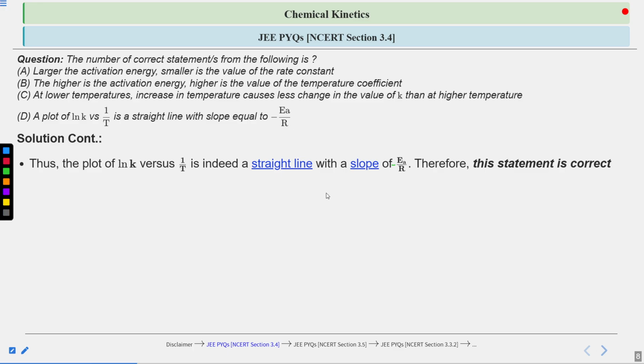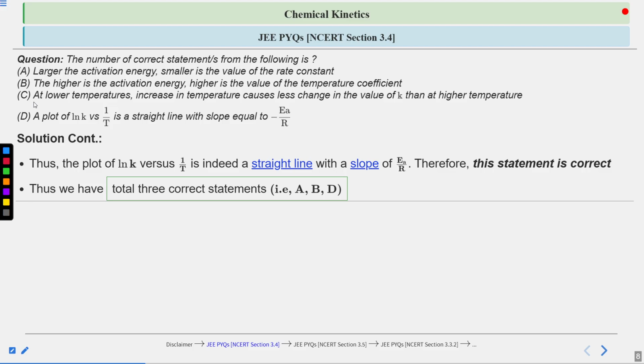Okay, so if you count, we have only the C statement, which is the incorrect one. Other than that, A, B, and D are the correct statements. Thus, we have a total of 3 correct statements, that is the A, B, and D statements. Okay, so let's move to our next question.